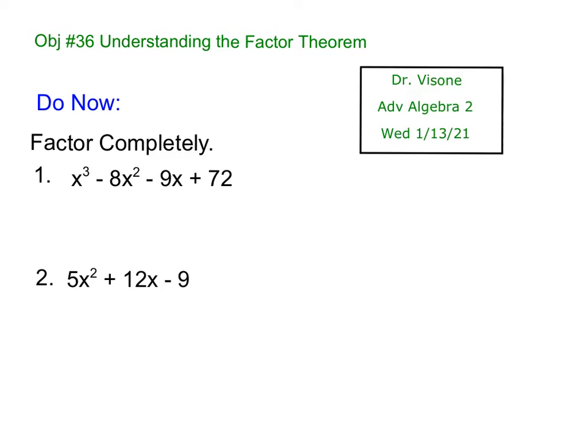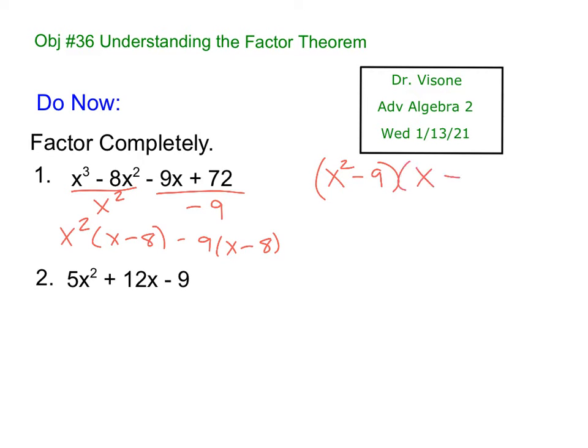Alright, so this first one actually is factorable: x squared minus 9, x minus 8. So that's x squared minus 9, x minus 8, and x squared minus 9 is x plus 3, x minus 3, x minus 8. Done.